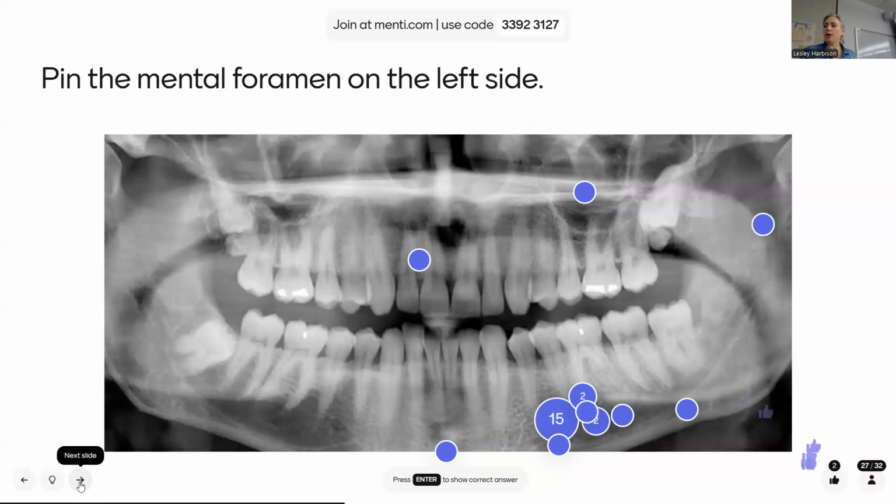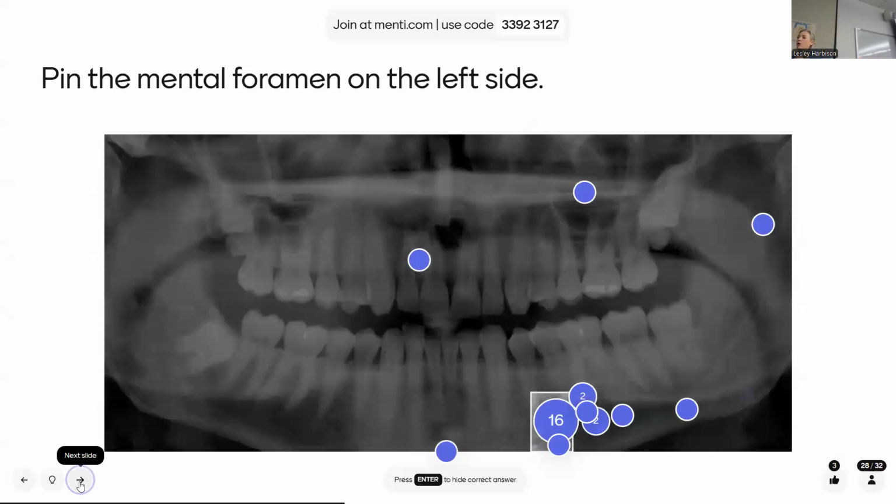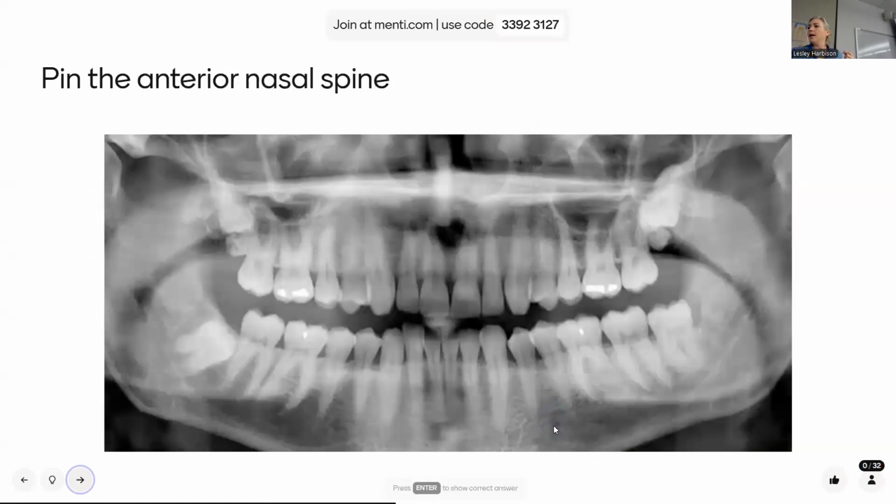Okay, so I'll press. Are answers still coming? So here's the area of the mental foramen in general, where most of the dots are. On the other side, you can see the mental foramen here. That's on the right side here, and then on the left side here, the mental foramen. Okay, so pin the anterior nasal spine.